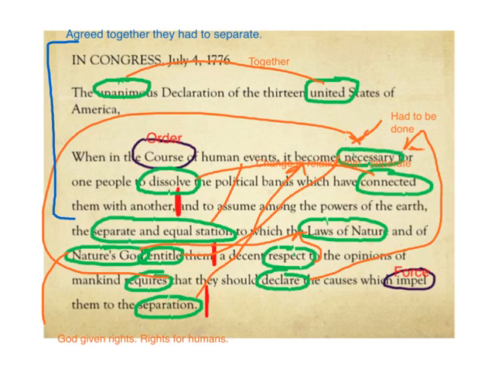Moving on to the next section, and to assume among the powers of the earth that separate and equal station to which the laws of nature and nature's God entitle them.